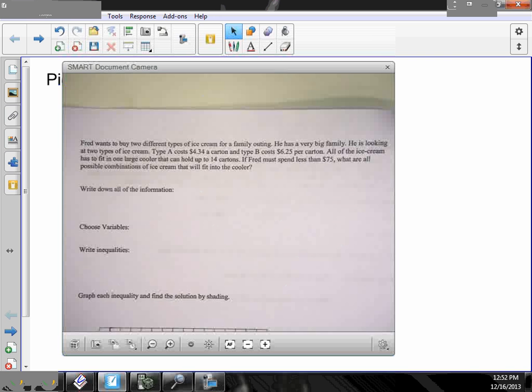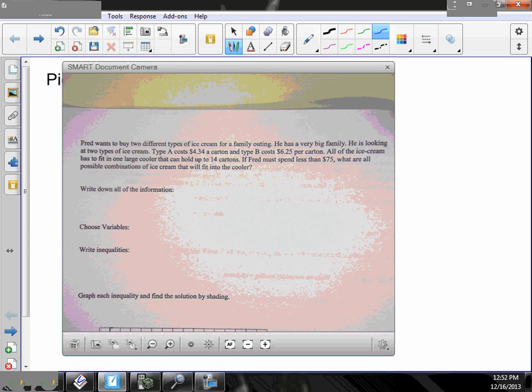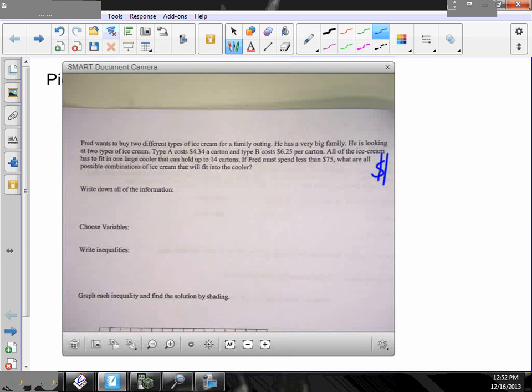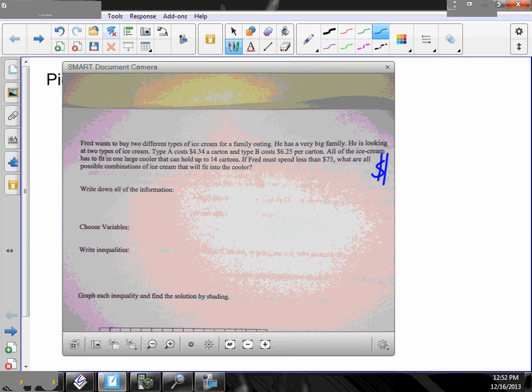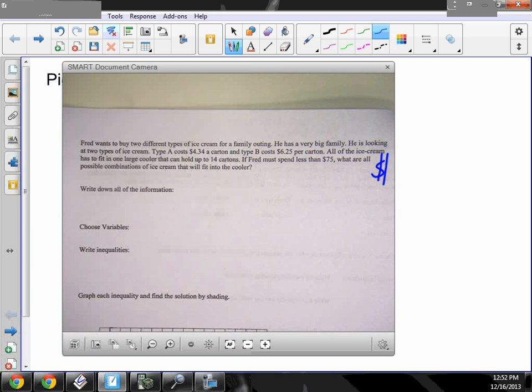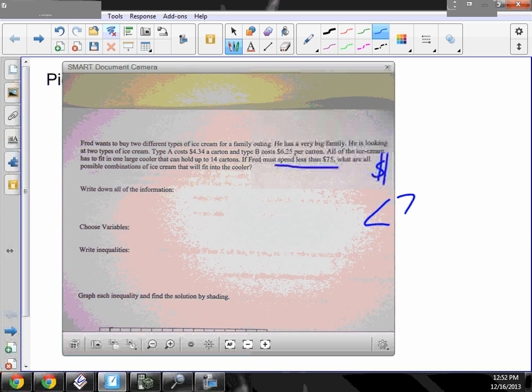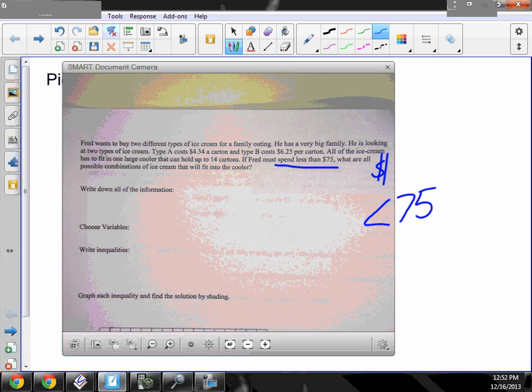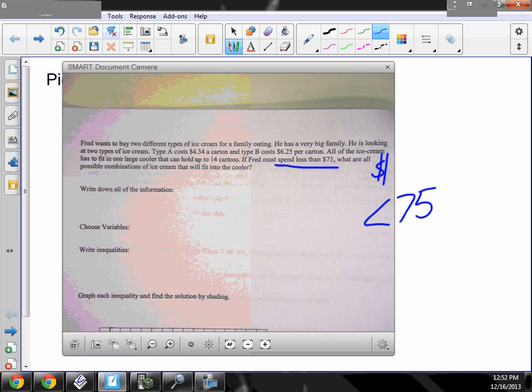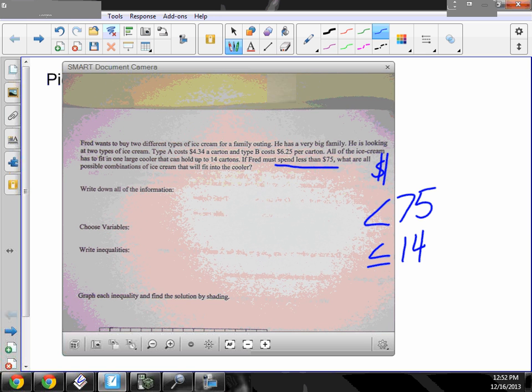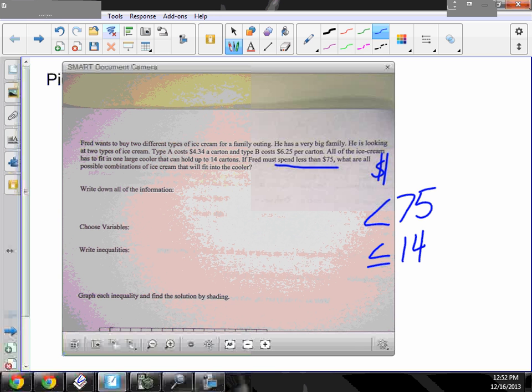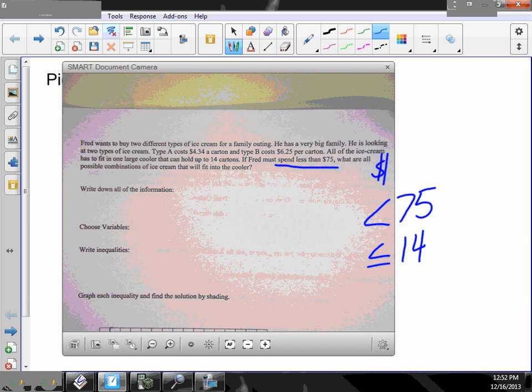Okay, so I just want to talk about the 2 equations. So first we have a money equation. What is the restriction on the money? What about $75? So if we look at the problem, less than 75. So less than 75 will be one of our equations. What's the other restriction? Less than or equal to 14 cartons. Okay, so I'm going to pause the video. I'll let you guys come up with those equations and draw those graphs, and then we'll talk about it.